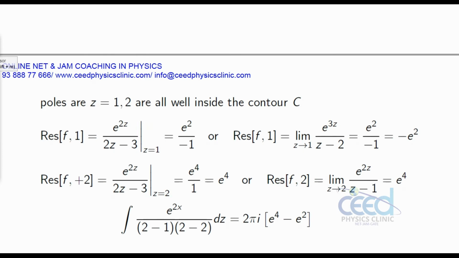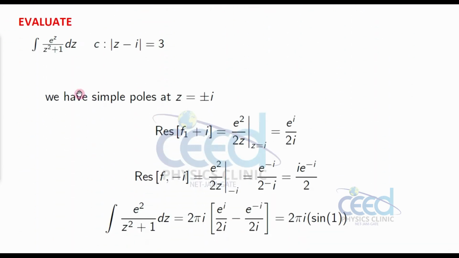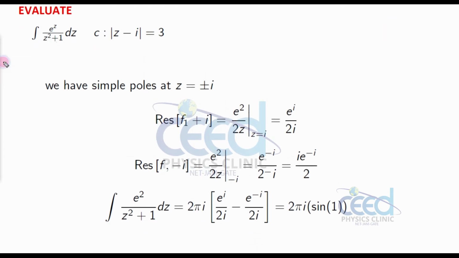Now let us go to another problem. Calculate the integral of e raised to z by (z square plus 1) dz, and the contour is defined by mod z minus i is equal to 3. So we can draw the circle which this contour represents.